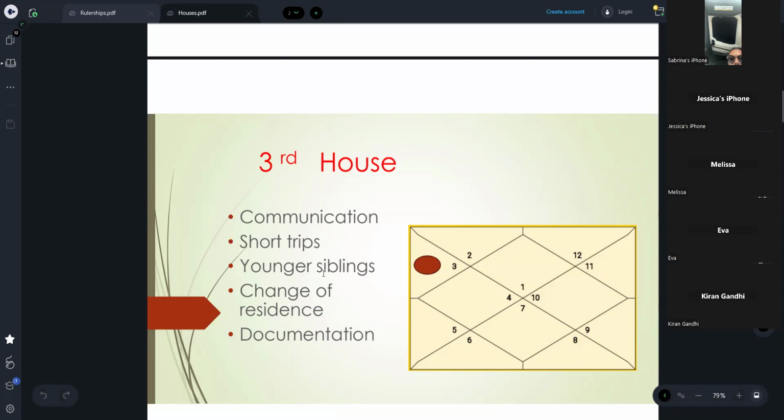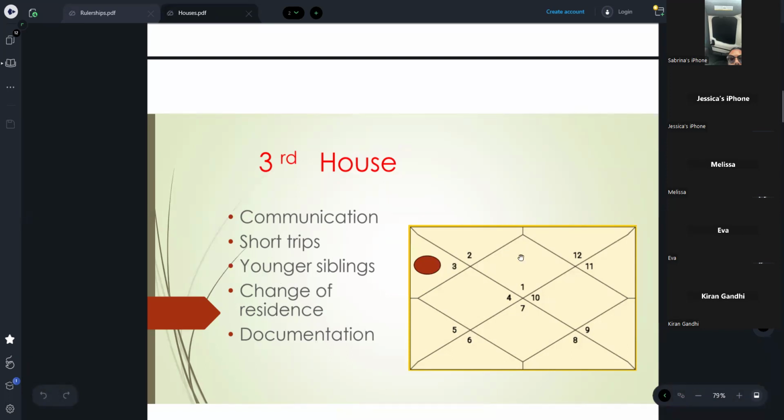How exactly will you know whether it's younger siblings, or will this person be in your immediate neighborhood? You know, the third house also shows online activities, by the way. So the seventh combined with the third, you can also meet your person online, over online dating. Okay. You can write it down if you guys are writing it down. The third house is also the house of online activities.